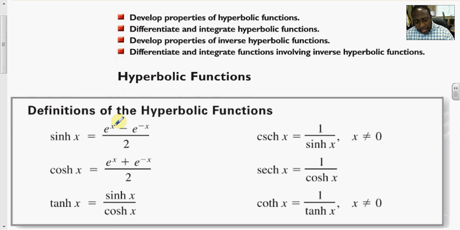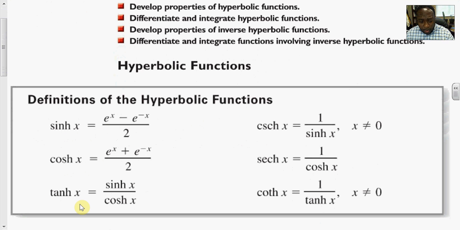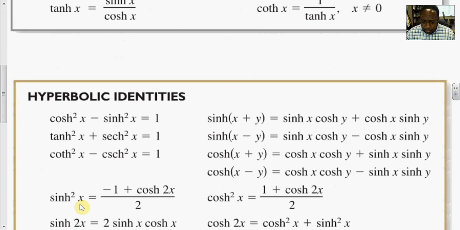Hyperbolic sine x is e to the x minus e to the negative x divided by 2. Hyperbolic cosine x is e to the x plus e to the negative x divided by 2. All of the other forms, the other four, are derived from those two, hyperbolic cosine and hyperbolic sine. Various hyperbolic identities are very similar to the identities for the regular trigonometric functions.